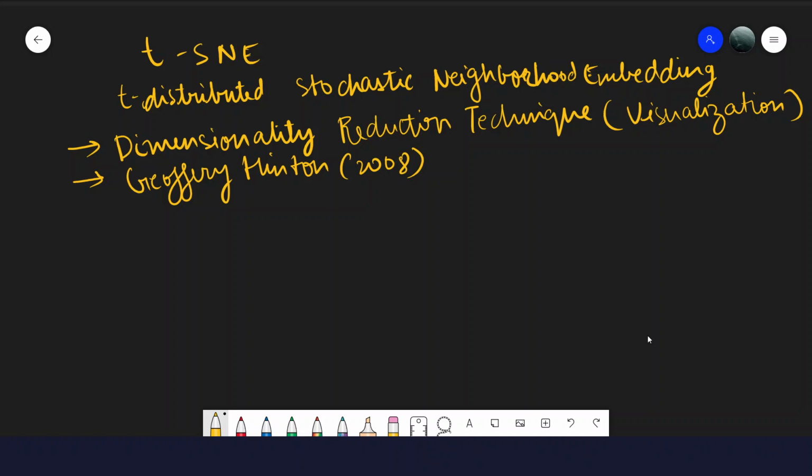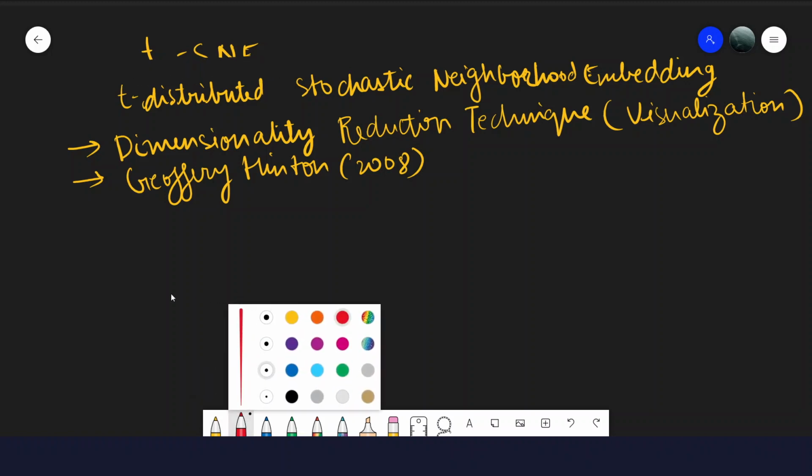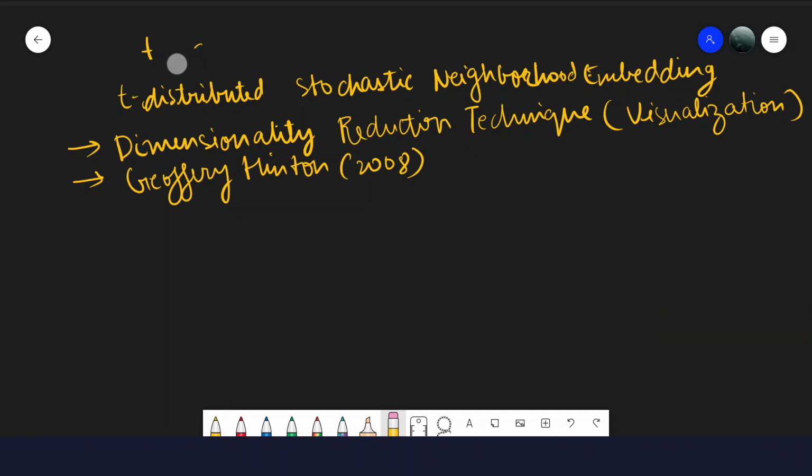Hi guys, welcome back. In today's video I want to cover the technique called t-SNE, which stands for t-distributed stochastic neighborhood embedding. t-SNE is a dimensionality reduction technique like the PCA that I covered in one of the previous videos. It is a very powerful dimensionality reduction technique, and it's particularly used for visualization.